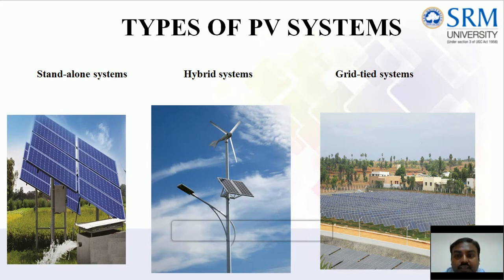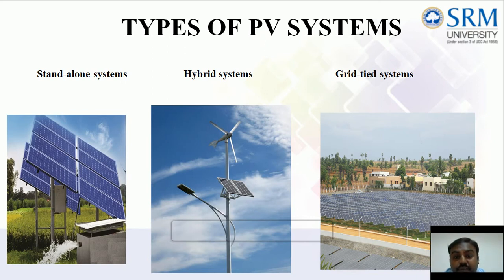Next are the grid tie systems. Generally, grid tie systems are of larger power rating. So there will be PV farms, in other words PV arrays, which will be connected to the existing grid utility system. The PV voltage will be exported to the grid voltage.